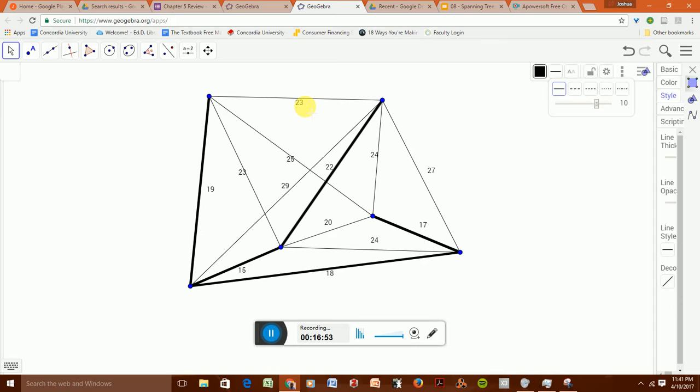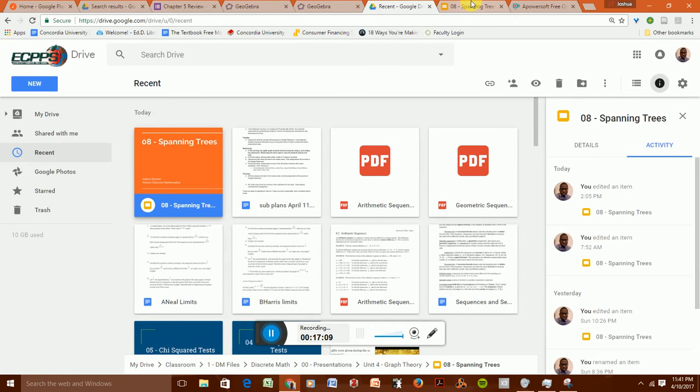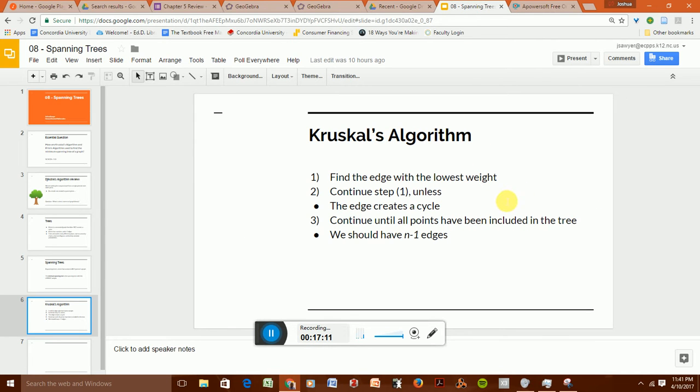What we did is we started with the lowest edge that we have, and we continue adding edges to the graph as long as they do not create a cycle. All right, let's go back to this. So we should continue until we have all the points included in the tree.